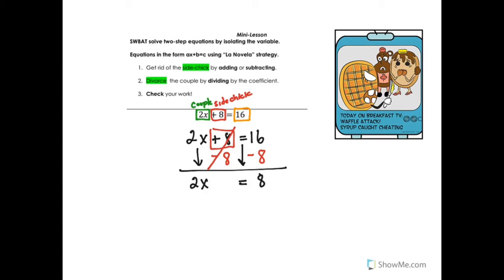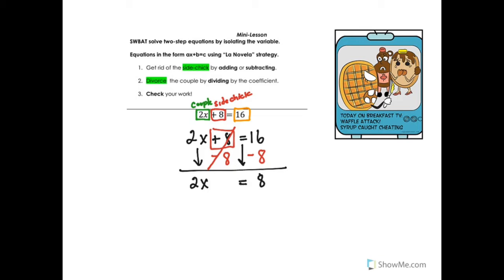However, this couple, this 2x couple, is still having some issues. They can't get over the past. They can't move on. They can't just forget about what has happened. So now they want to go their separate ways. This 2 and the x, they want to separate. They don't want to be together anymore. So we're also going to do the opposite operation of what's happening here to try to separate them.